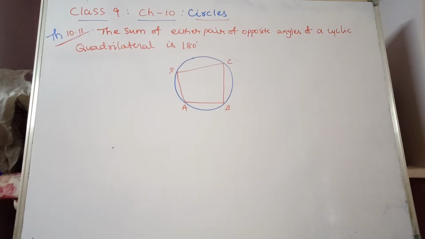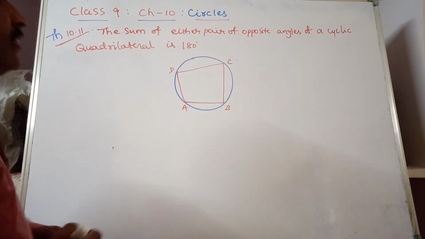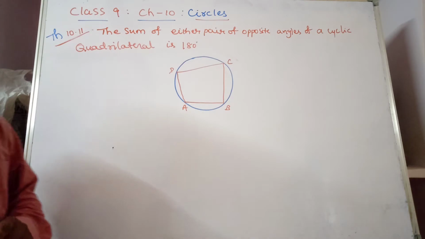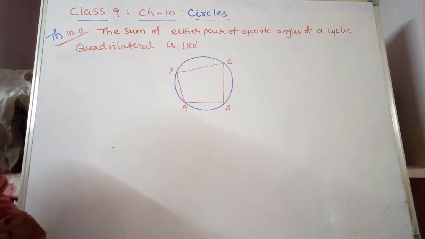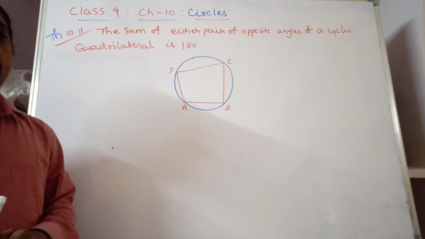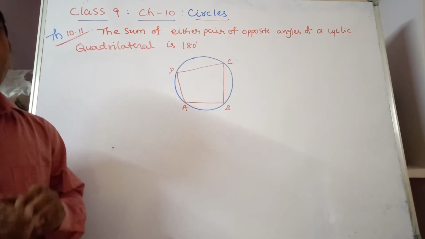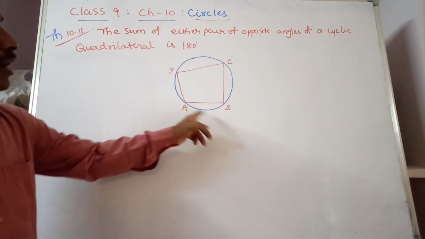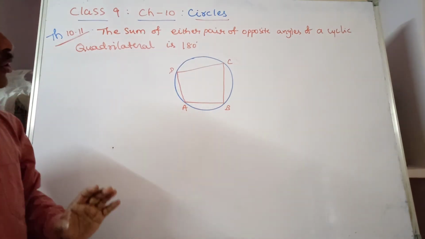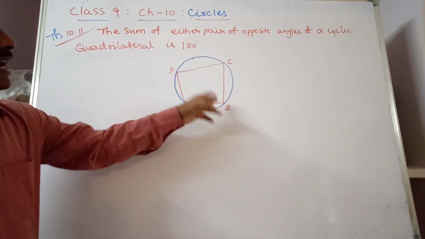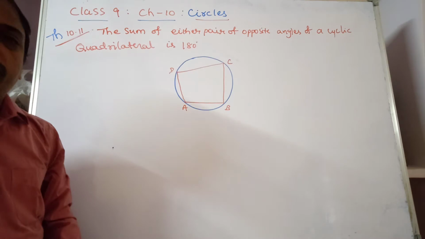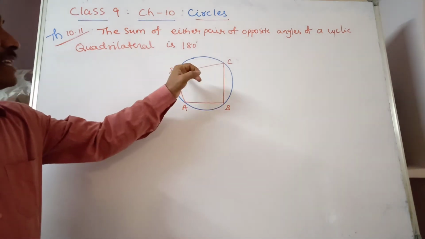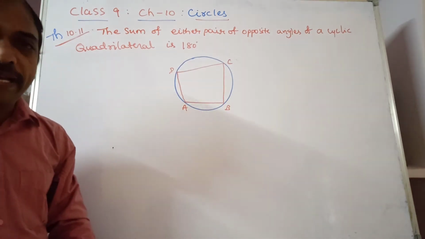Let us see theorem 10.11. The sum of either pair of opposite angles of a cyclic quadrilateral is 180 degrees. So what is a cyclic quadrilateral? All four points should lie on the circumference of the circle. Now we have to prove that the sum of the opposite angles, angle A plus angle C, is equal to 180 degrees and angle B plus angle D is equal to 180 degrees.